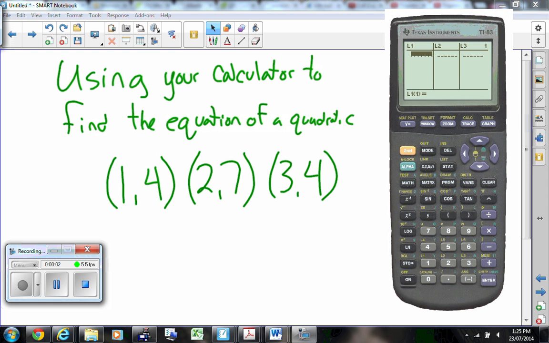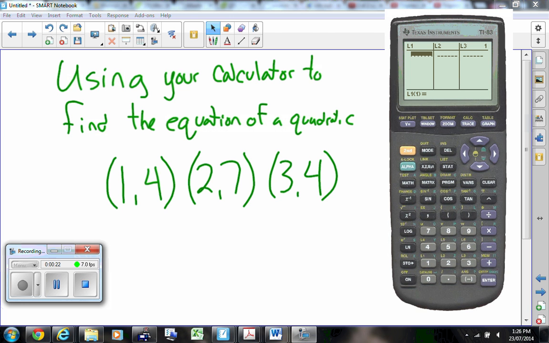Okay, so this is going to be a quick demonstration video about how you can use your calculator's regression function to find the equation of a quadratic or a parabola. This is one of the standard tasks in Math 20-1, and we can let our calculator do the walking for us. It's a great way of checking your answer.